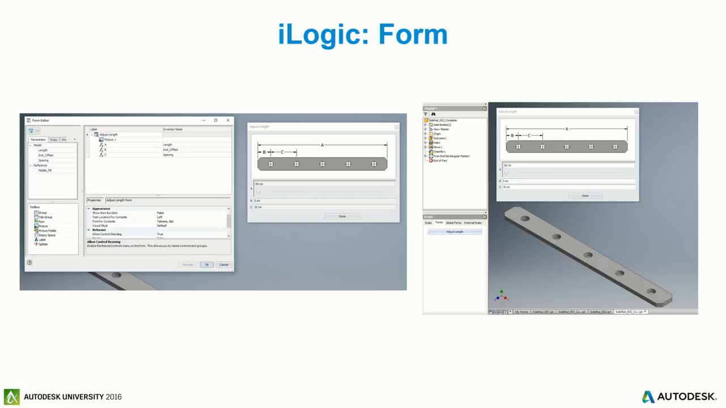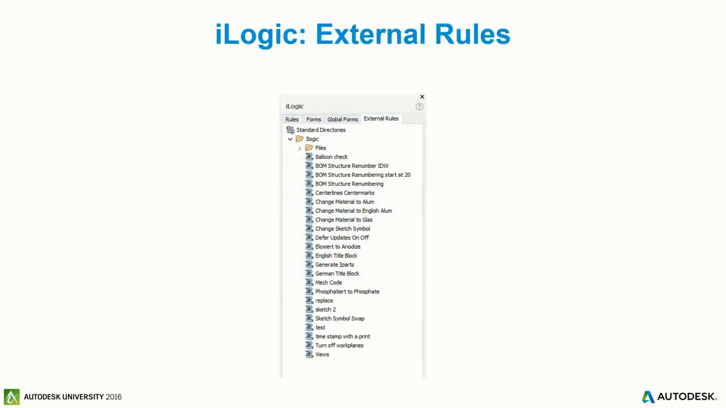So here's just a quick example again of how it all works for the form. Again, now, here's an example. Here's all of mine on mine, my external rules. And that's not even all of them. There's a few more I have that. Turn off work planes, timestamps. I think that was for you, Luna.